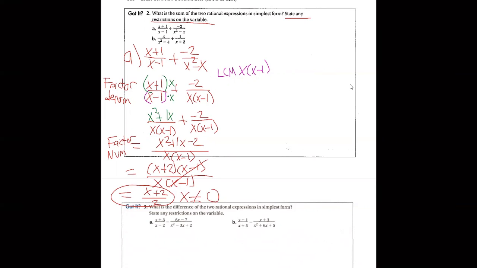Oh, wait, and I wrote this wrong. I wrote a 2 instead of an x there. What was I doing? Sorry. Just got that. My bad.